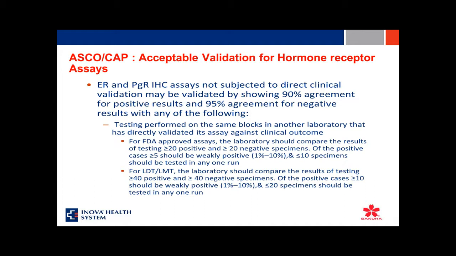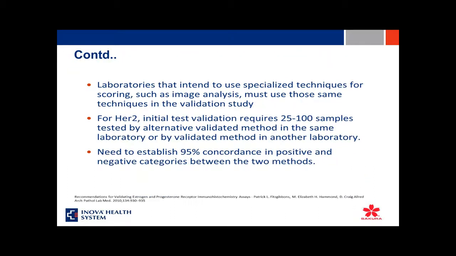If you're using an LDT, which is a laboratory developed test or a laboratory modified test, then the laboratory should compare results of at least 40 positives and 40 negatives. And again, of these 40, at least 10 should be weakly positive, and 20 specimens should be tested in any one run. These assays require a more rigorous validation because treatment decisions are based directly on the results, and there are separate recommendations for HER2.